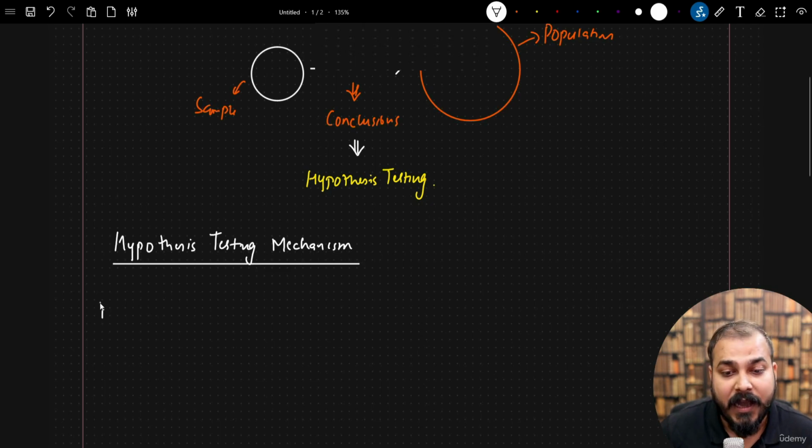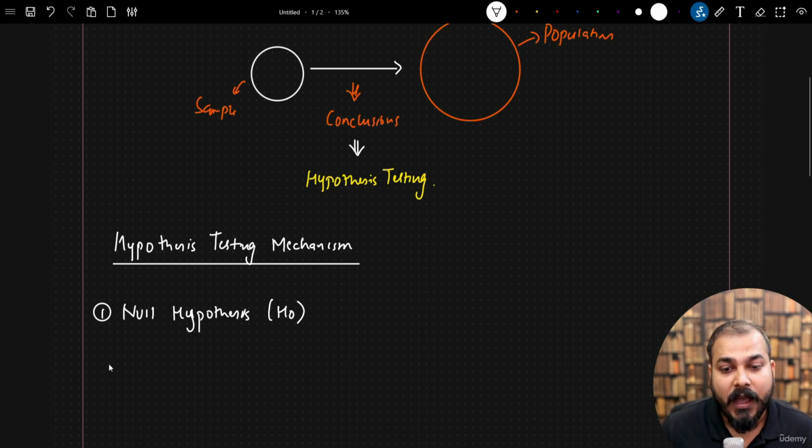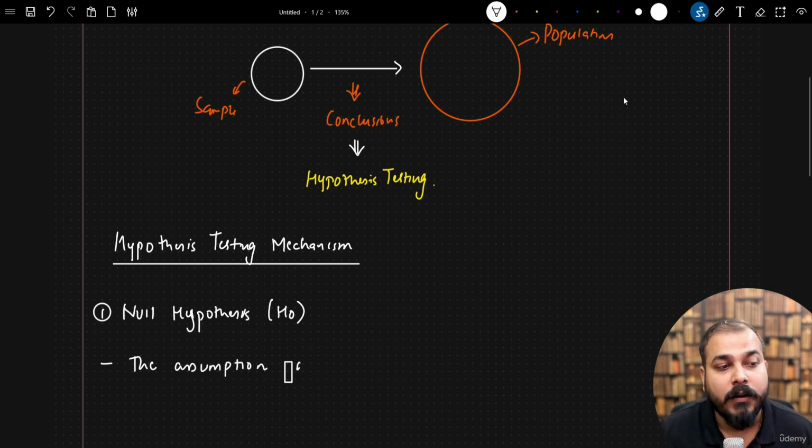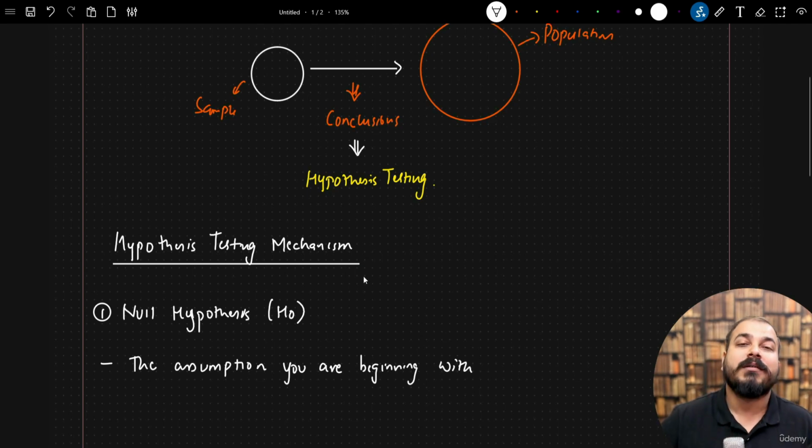The first thing in hypothesis testing, whenever we start, is to write our null hypothesis. This is denoted by H0. What will the null hypothesis have? The assumption you are beginning with. Whatever the default assumptions are, those go with the null hypothesis. I will give you an example, don't worry.